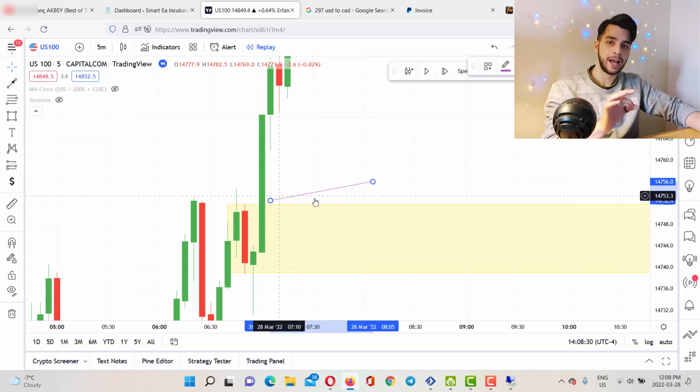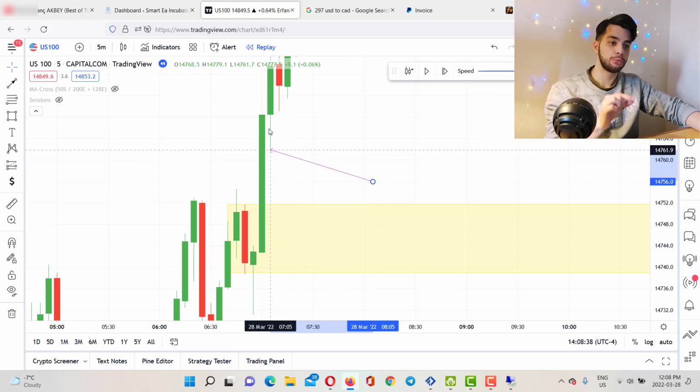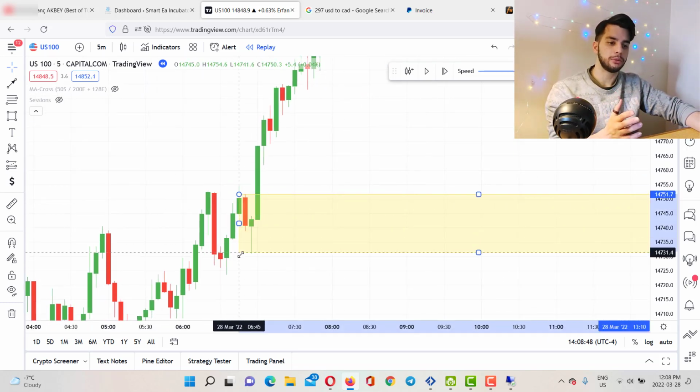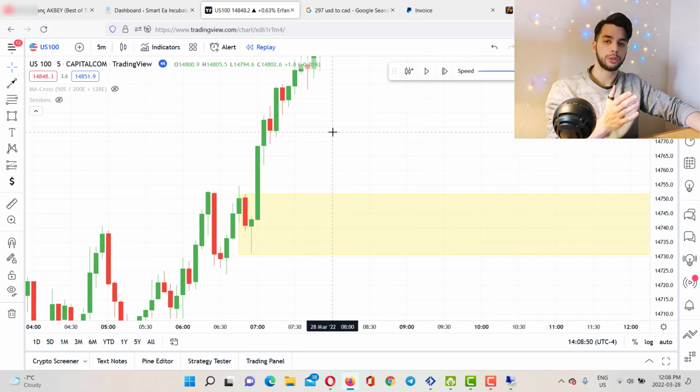So this gap has to be there. Otherwise, it's not a high probability demand zone, or it's not a high probability supply zone. So you gotta pay close attention to this, that there should be a gap between the next candle that happens after this huge spike and this zone right here. So since we have a gap, we know that it's a high probability demand zone, and we just need to wait for the price to tap into this level. We are not going to do anything else.